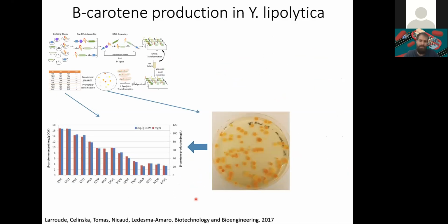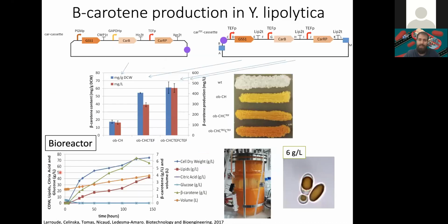So we did that, and we found something like that. So different colors. And we picked the most orange ones and we sequenced them, and this is what we obtained. And we found that the one that produced more beta carotene was the one that had the same strong promoter controlling the 3 genes, which was the strongest promoter.